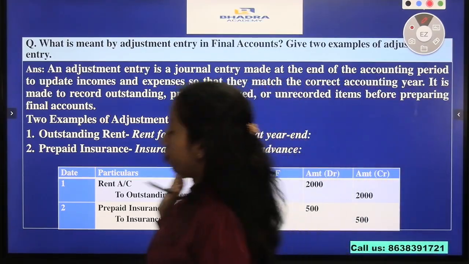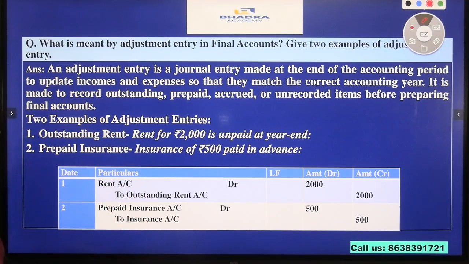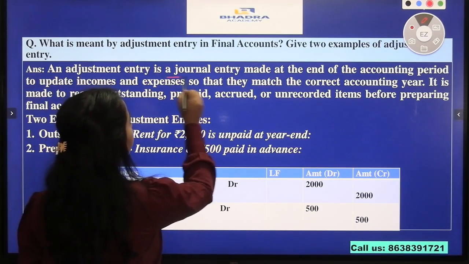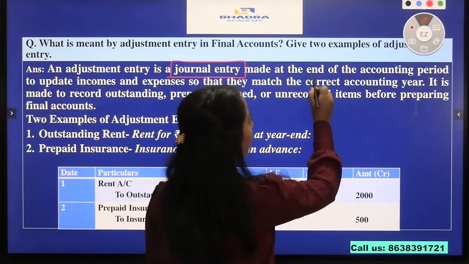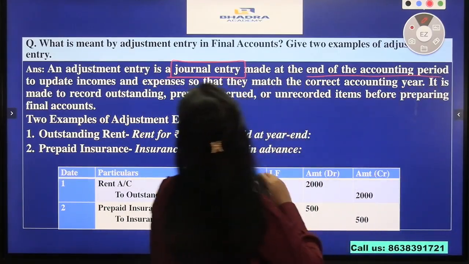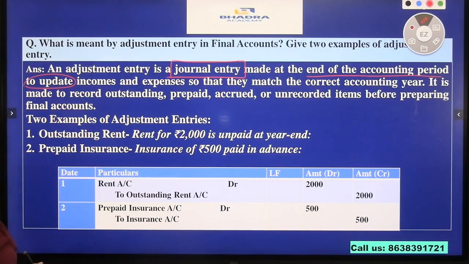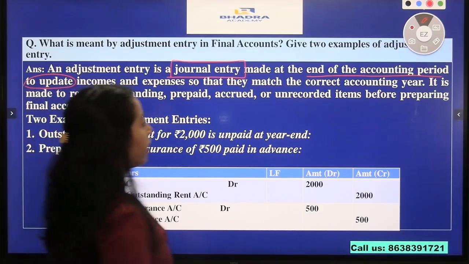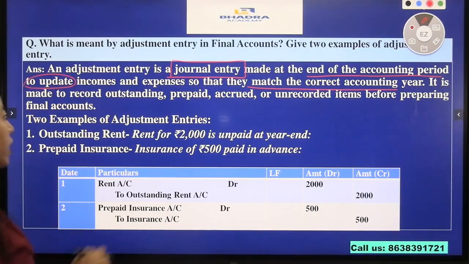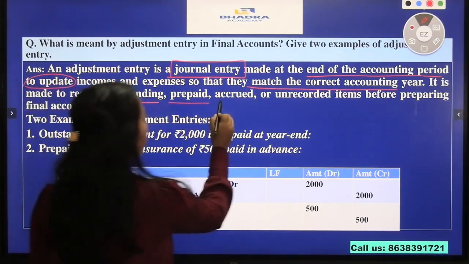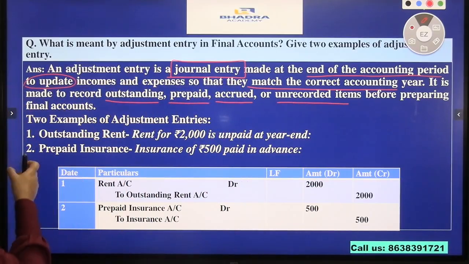So here we will go by the definition first, that is, an adjustment entry is a journal entry made at the end of the accounting period to update incomes and expenses so that they match the correct accounting year. It is made to record outstanding, prepaid, accrued or unrecorded items before preparing final accounts.